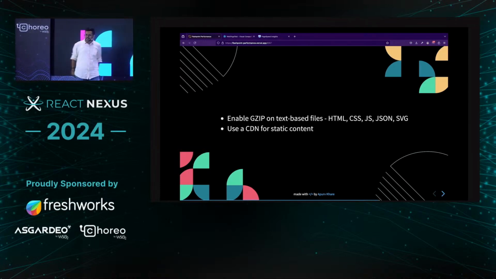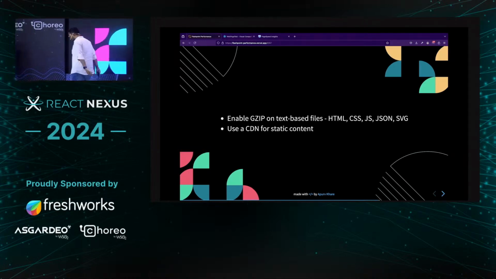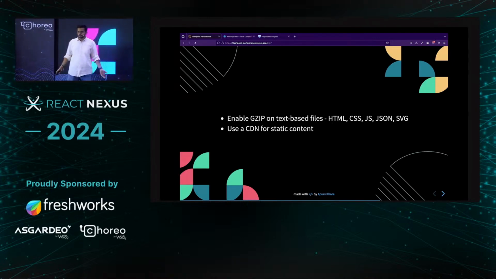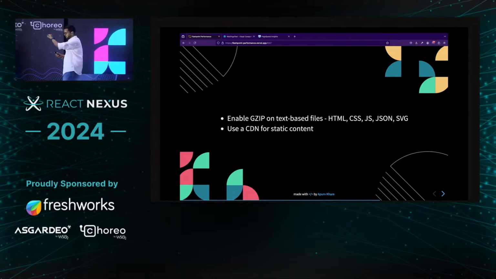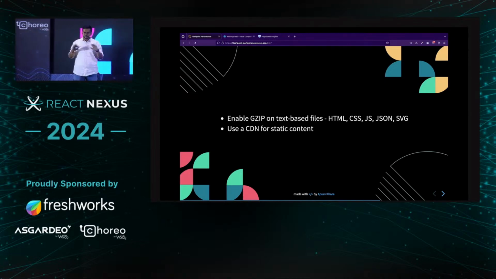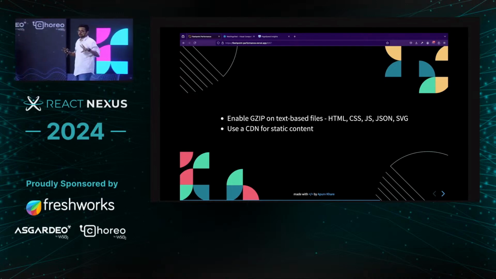The first and most basic thing you can do is enable gzip in your text-based files. Or you can use Brotli compression. What this will do is reduce the amount of data that has to be transferred over the network. Simple, right? Performance optimization is simple. You just have to understand what you have to optimize for.